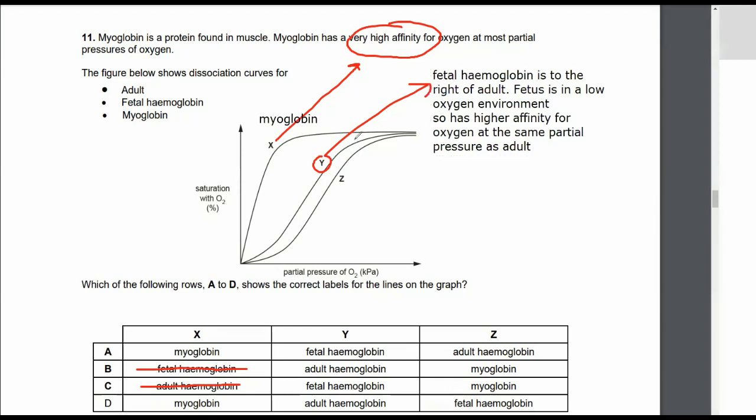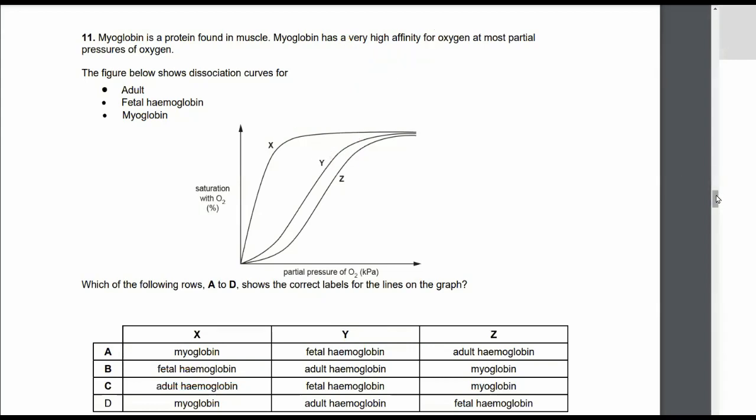You'll find things like lugworms also, and creatures that live in low oxygen environments. They have a sigmoid curve pushed to the left of adult hemoglobin, or human hemoglobin. Let's move on to question 12.